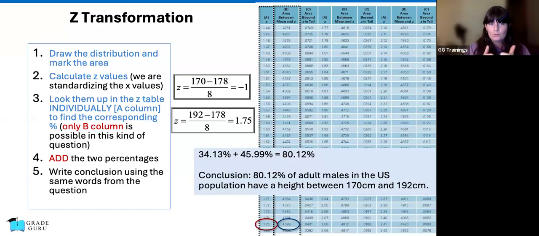Cool. Just a note, I put it in the slide there: when you're doing this adding situation, the C column is never a possibility. You only work with the B column in these situations, which you can see visually on the distribution as well.